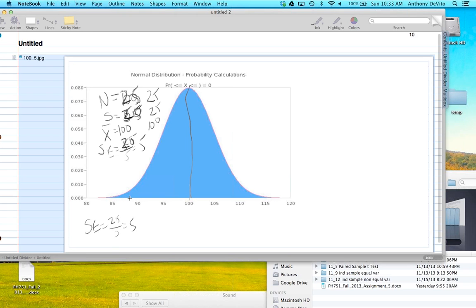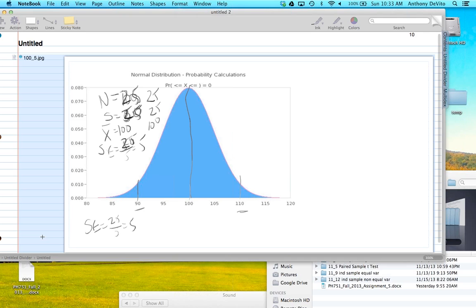...is equal to 5. So my samples would probably distribute themselves pretty much like this. This would be 2 standard deviations to the left, 2 standard deviations to the right. You can read that that's 90 and that's 110.